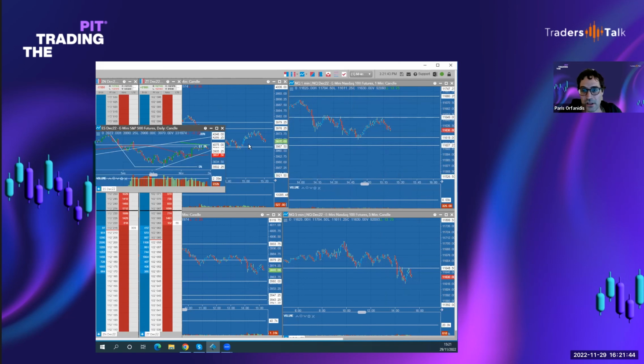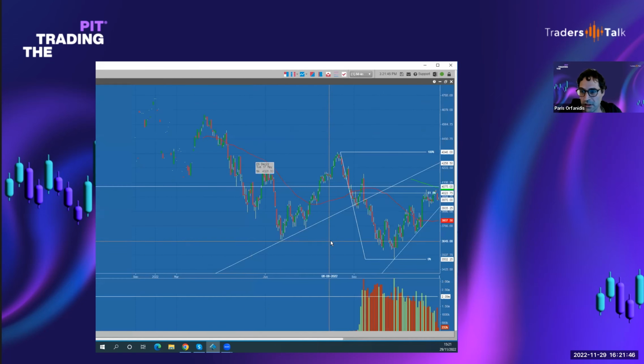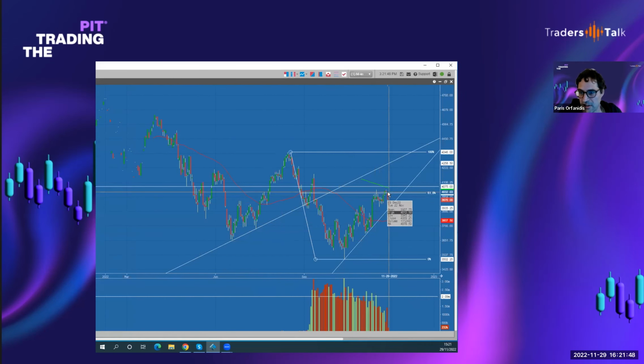Let's look at the daily S&P. This is the daily S&P. The way I see it, since it has been rejecting above this level, it has to go towards the low connection, which is here. What is the low in S&P? 60.25.